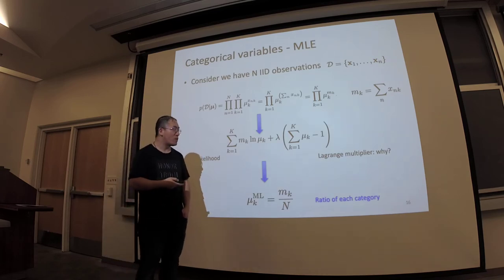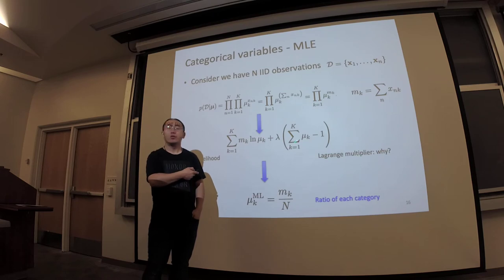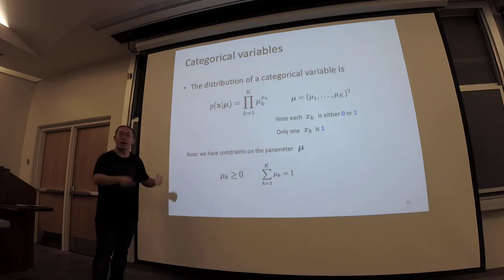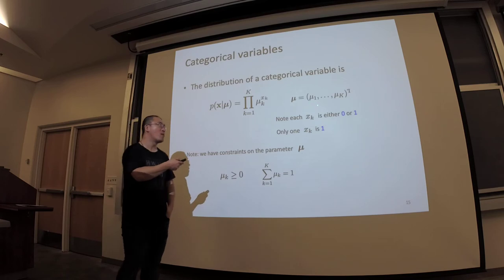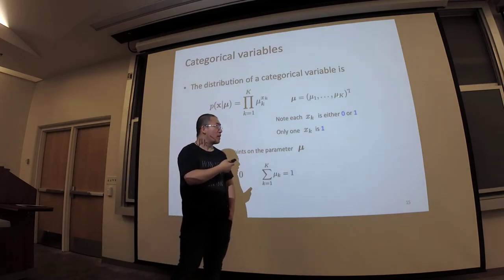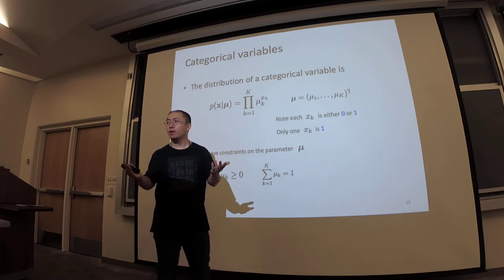Then you take the logarithm and get the log likelihood. But when you do the maximum likelihood estimation, you need to incorporate the constraint. You need to ensure that the summation of all the mu k's must be 1. That's the constraint we just mentioned. You need to ensure that the chance of taking category 1 plus the chance of taking category 2, until the chance of taking category k, must be 1. It cannot be bigger than 1. It cannot be less than 1.